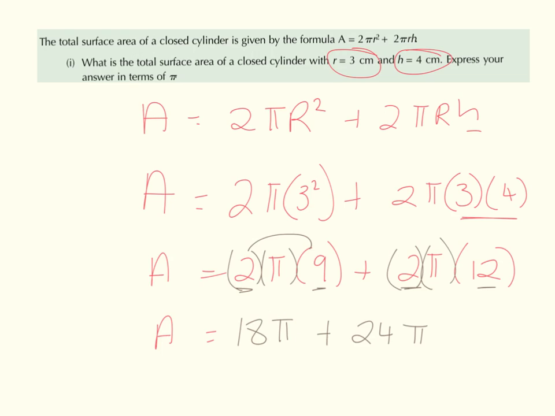You have 18 pi plus 24 pi, and you can add them together, and I will get 42 pi here. So the question asked me, what is the total surface area, so your area? Express your answer in terms of pi, which means your answer will have a pi in it, and you can see the answer here is 42 pi. So, we're manipulating to an extent here.